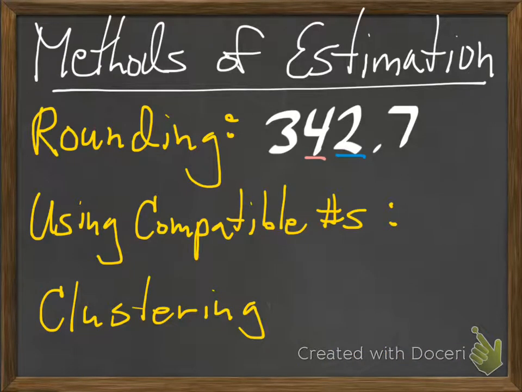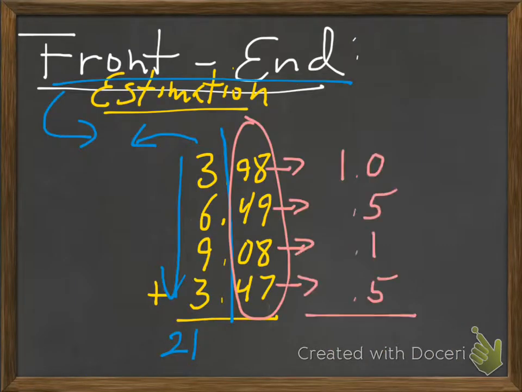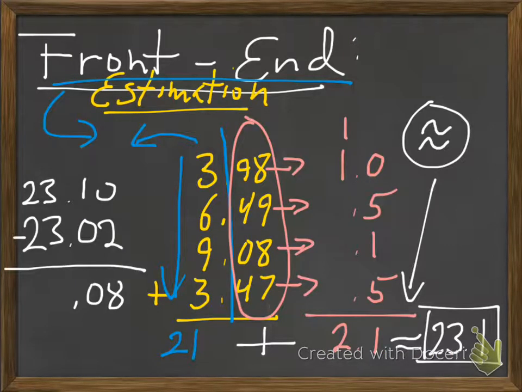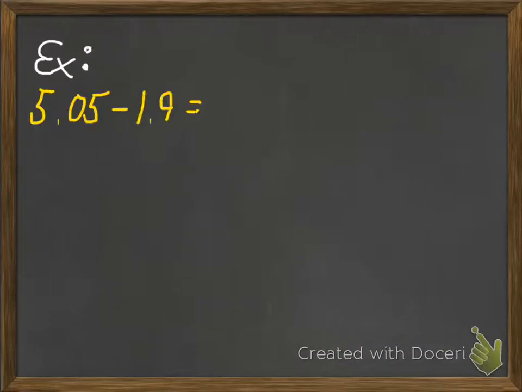Our 4 methods are rounding, using compatible numbers, clustering, and then finally front-end estimation. All right, so let's move on. Let's do a couple of examples. The first example we're going to look at is 5.05 minus 1.9.